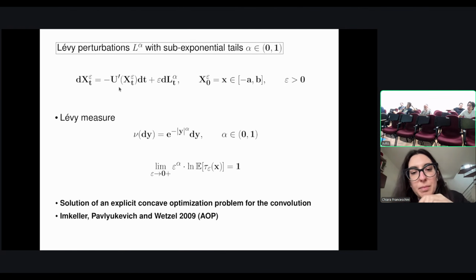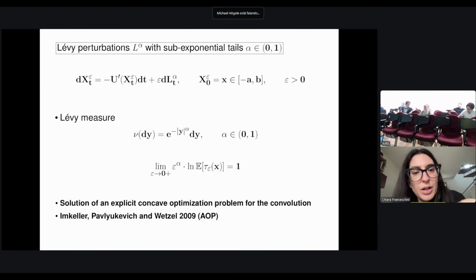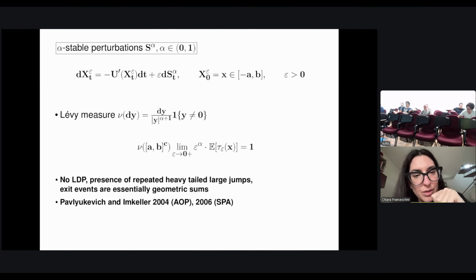It depends on where the minimum of U is, right? The minimum is at 0. Yes, exactly, at 0. So it's the distance from the point. Yes, exactly. Thank you. Sorry, Michael, can you go back to the previous slide? Which one? The previous one. So also there you have that factor, the Lévy measure of the complement of minus A, B. Yes, exactly. Okay.